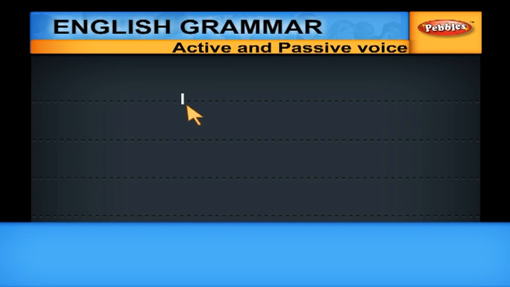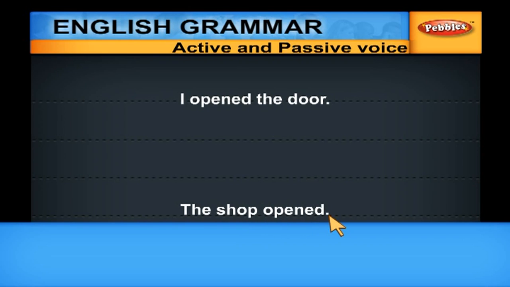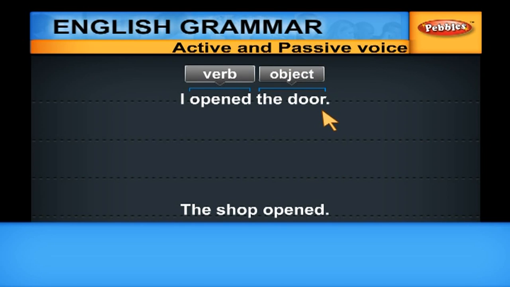Similarly, I opened the door. The shop opened. In I opened the door, the verb opened is followed by an object, but in the sentence the shop opened, there is no object. Only transitive verbs can be changed into passive voice.